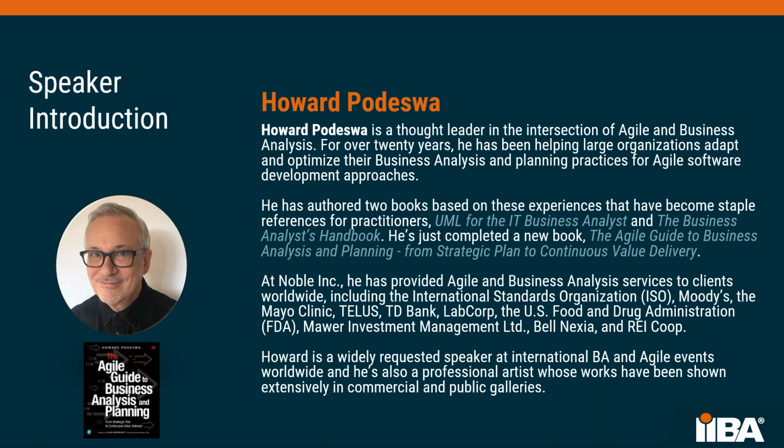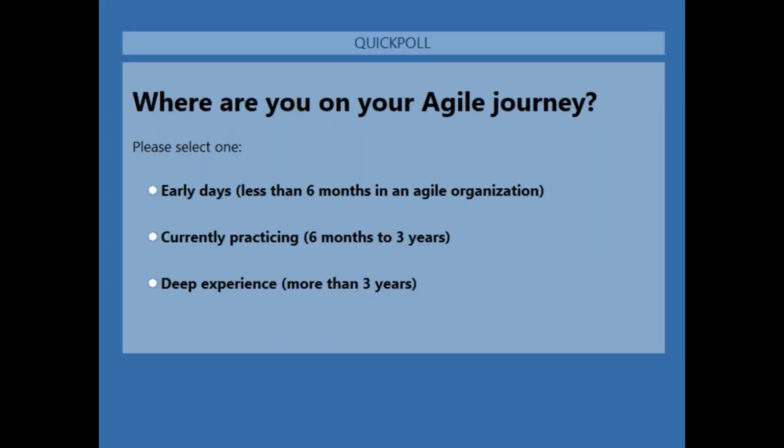We'll start off today's webinar with a poll. I'll launch a question, and you can submit your responses using our voting tool in the control panel. The poll will be open for approximately 1 minute. So we'll go ahead and set that poll up for you. Apologies. I've skipped ahead. So here we go. Our poll is opened now, and we usually like to get a sense of where you are on your Agile journey. So our options here, A, are you in the early days, less than 6 months in an Agile organization? B, you're currently practicing within 6 months to 3 years, or C, you have deep experience, more than 3 years. And we'll just give another moment for some of the answers to come in.